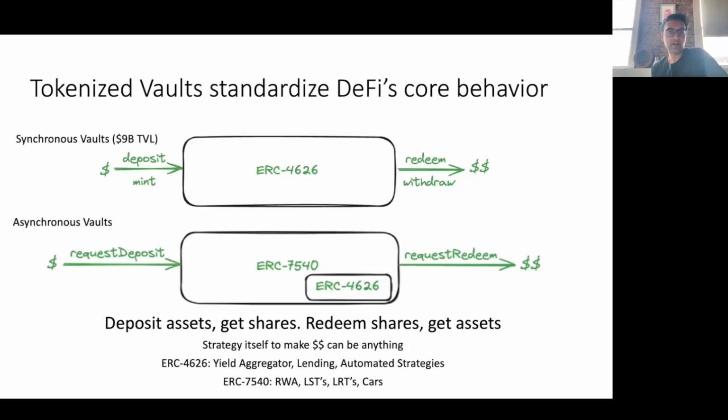Very basically, how a tokenized vault works is that money comes into the vault through deposit or mint, and then it leaves the vault through redeem or withdraw. And these are totally synchronous actions. Users are able to transfer assets to get shares, and then shares to get assets. You can see all of that happen on chain.